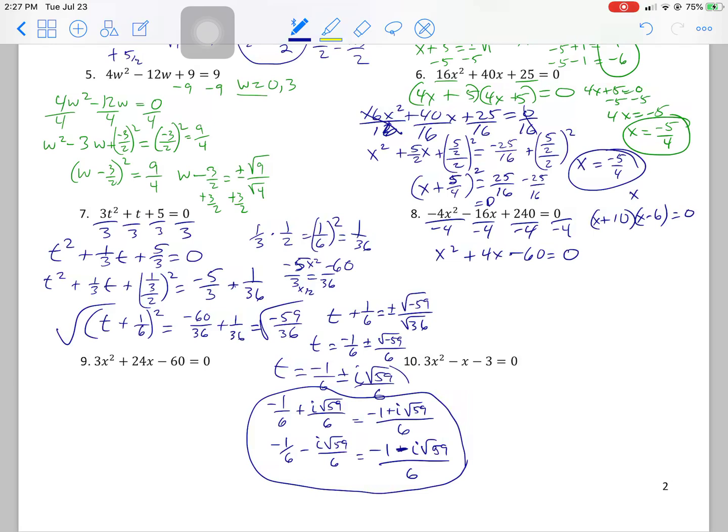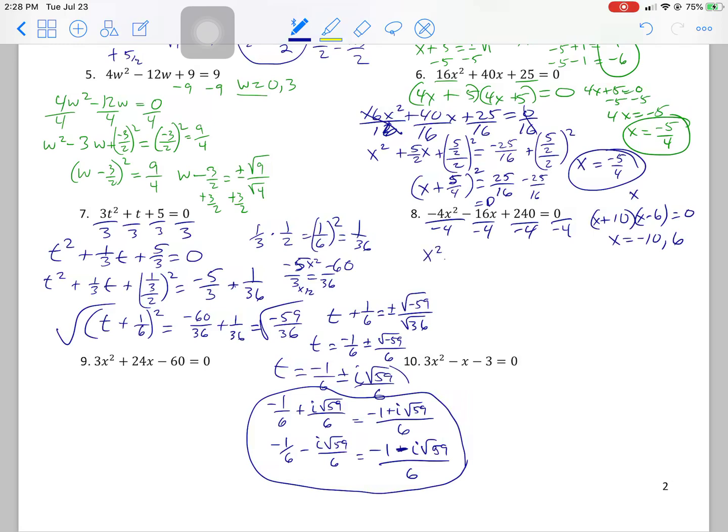right? Let's see, took the negatives out. That's going to be positive. That's going to be negative. Just trying to check myself here. So this is going to be negative 60, positive. Yeah, I think so. So x should be negative 10 and 6. All right, so let me get rid of that so I can complete the square here.